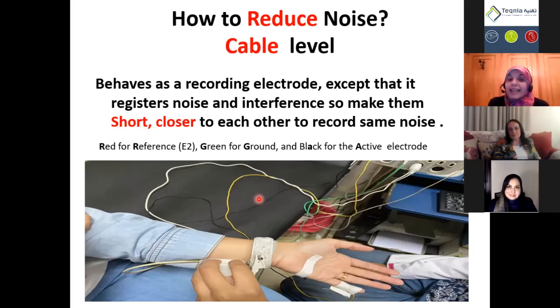And of course, as they travel a shorter distance, they carry less noise. So try to keep the limb segment shorter, use shorter cables rather than very long cables, and make them close together. There is something wrong in this picture other than what I said, and I will return to it later.